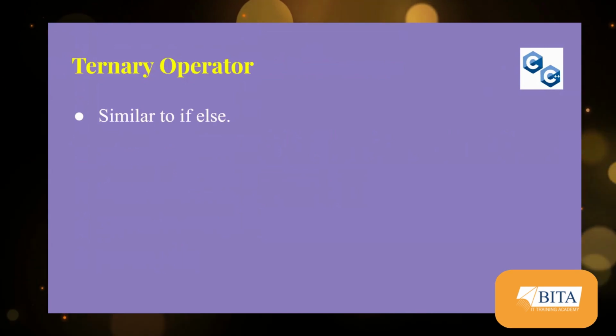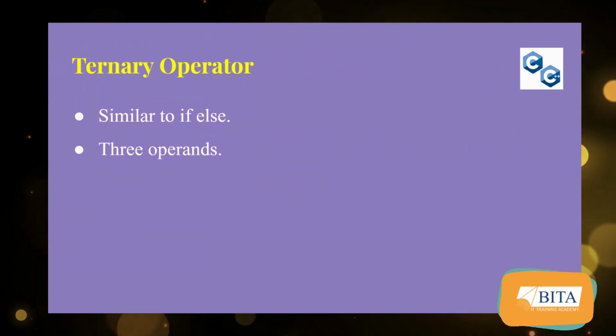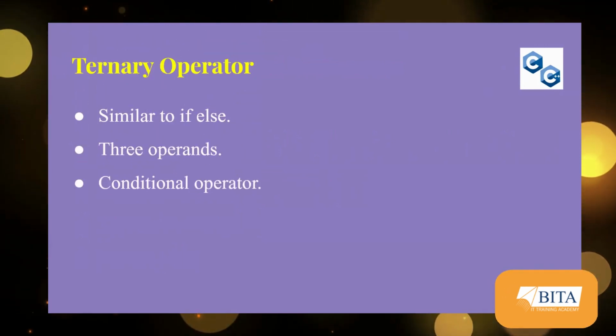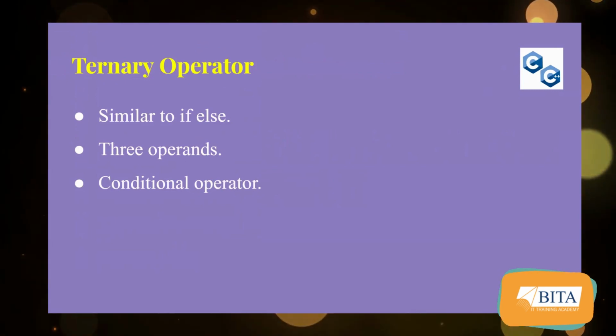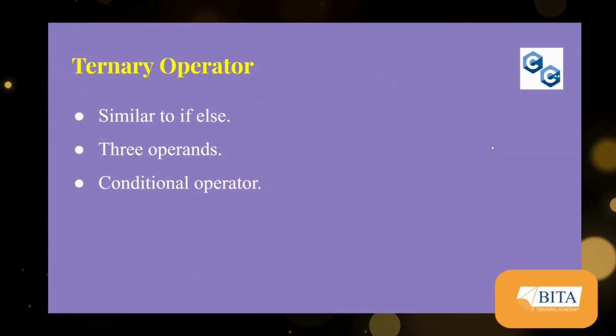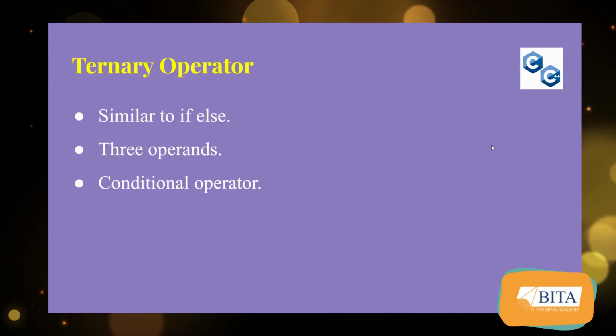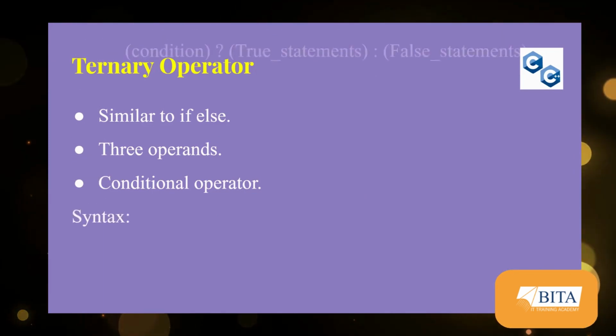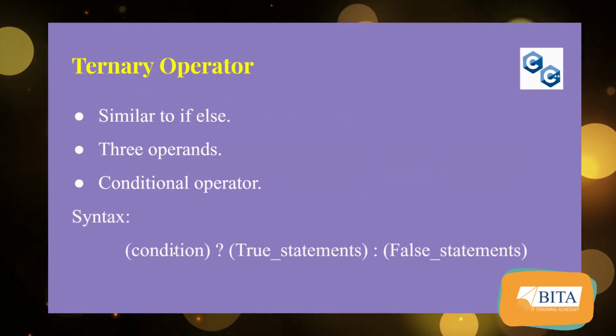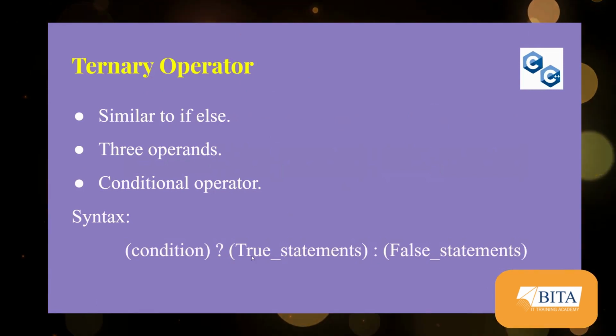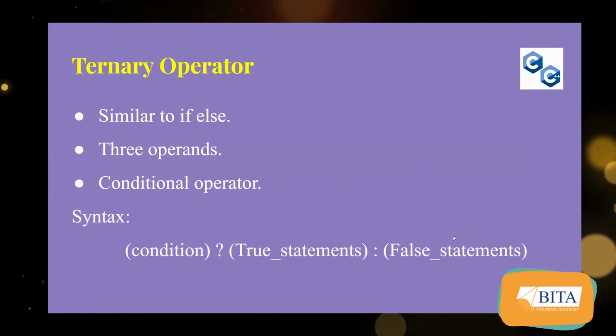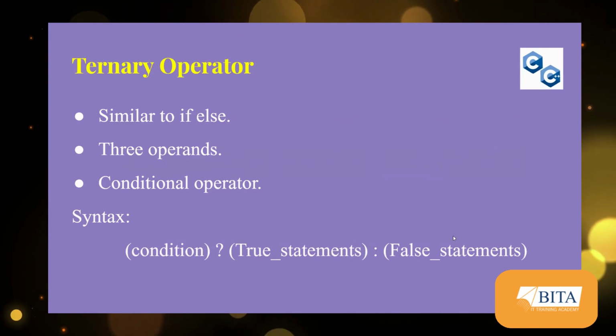Ternary operators are used to add conditional code which is similar to that of if else. This is also known as the conditional operator and it operates on three operands. The syntax is condition check. Condition checking is done first, and then the true statements are written after the question mark and the false statements are written after the colon.